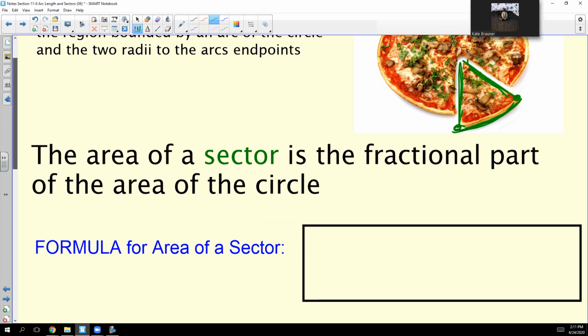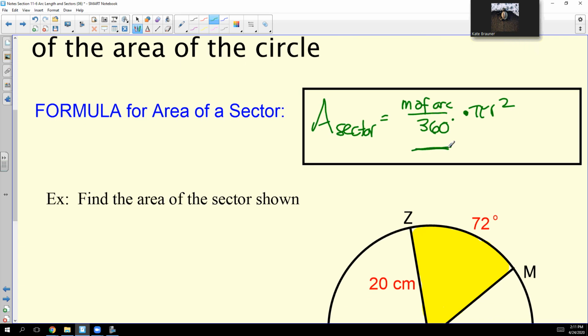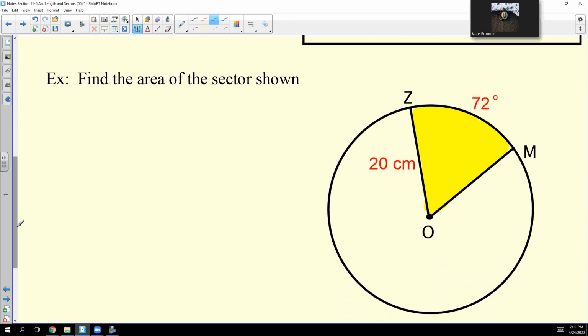So if the area is a fractional part of the area of the circle, then the formula for area of a sector must be the measure of the arc divided by 360, a fractional portion, times the area of the circle, pi r squared. Kind of makes sense. It's a fraction of the area of a circle, right? Okay. All right, so we're going to find the area of the sector that we see shaded in yellow. So area of a sector is equal to measure of the arc over 360 times the area of a circle, which is pi r squared.